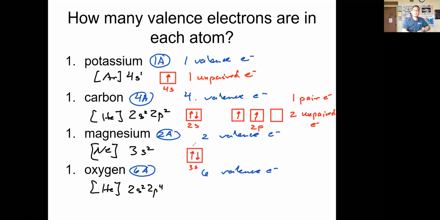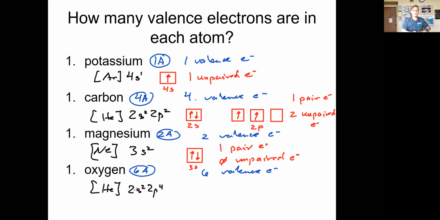So therefore, magnesium then has 1 pair of electrons and 0 unpaired electrons. There are no electrons that are unpaired. Okay, so 1 pair and 0 unpaired. All right, let's do that.